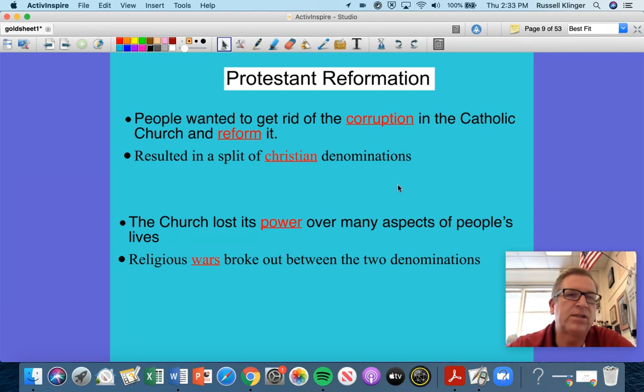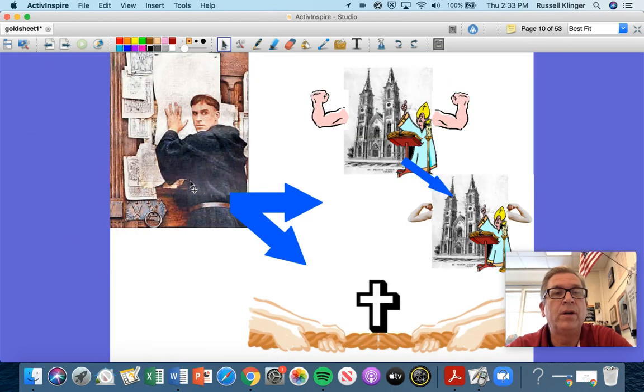Calvinists, Methodists. Later on, we're going to see the King of England create his own church called the Anglican Church, right? The church loses a lot of its power over many aspects of people's lives as a result of this. And then a lot of religious wars break out. Christians fighting Christians, Protestants fighting Catholics, and so on. Okay. So here's our Martin Luther. He's posting his 95 Theses on the door of the church in Wittenberg, Germany. It's dividing the church because of what's happening. The church goes from being really strong and powerful over everybody's lives to becoming kind of weak over everybody's lives.